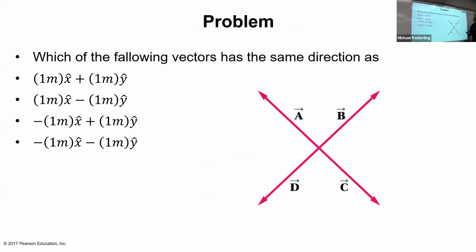So here are some examples. We have some vectors written with units. We have 1 meter times x hat plus 1 meter times y hat. Again, remember that the stuff that's times the x hat is its component in the x direction. The stuff that's times y hat is its component in the y direction. So which of these vectors has the same direction as 1 meter x hat plus 1 meter y hat?